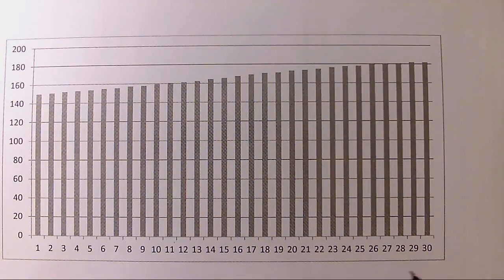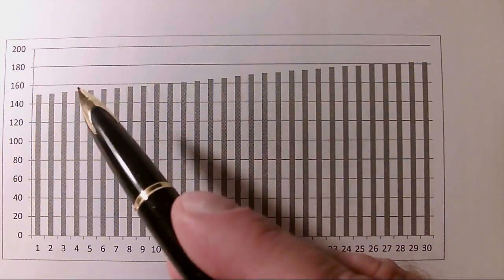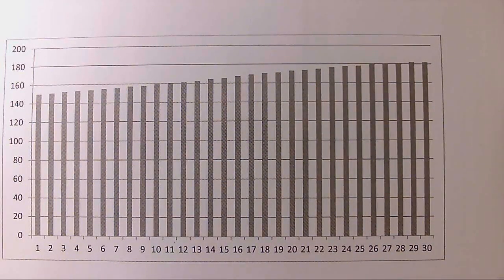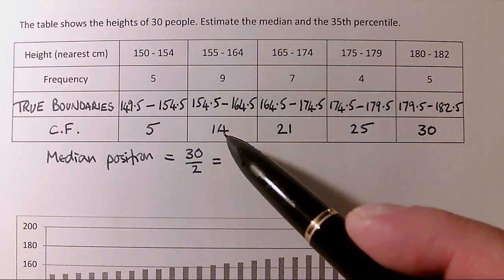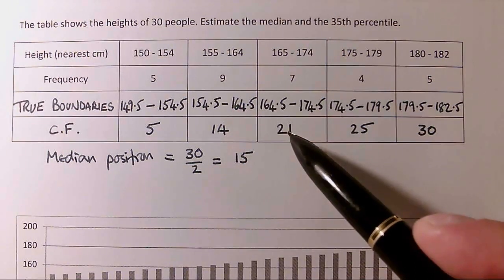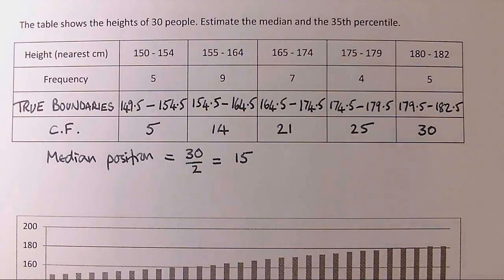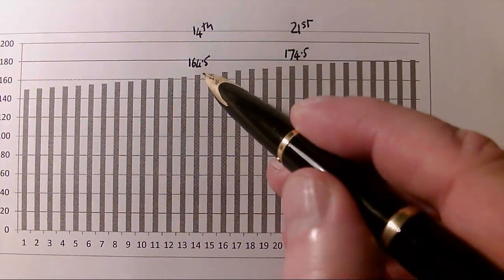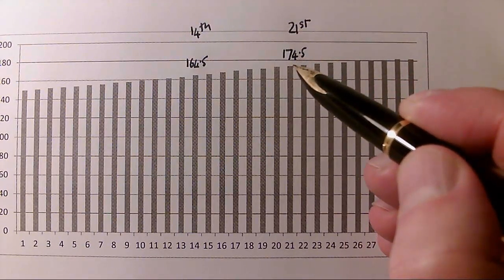But what we're trying to do is find the median height out of 30 people, and that median height is in 15th position, okay? So I'd really like the height of this bar, but I can't use the scale, so I have to use data from the table. The cumulative frequency tells me by the time I get to the 14th person, I've reached a height of 164.5. And then by the time I reach the 21st person, their height I'm estimating as 174.5. So I can put that data on my diagram. The 14th person with a height of 164.5 is here. The 21st person with a height of 174.5 is here.